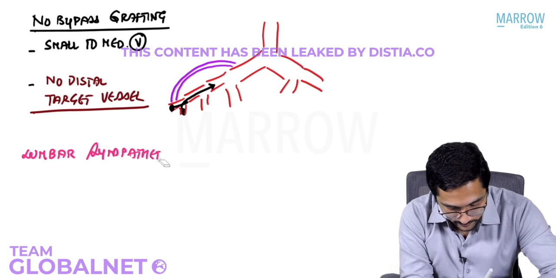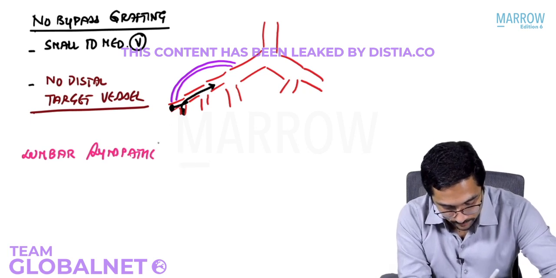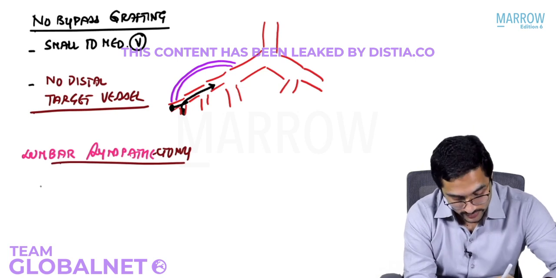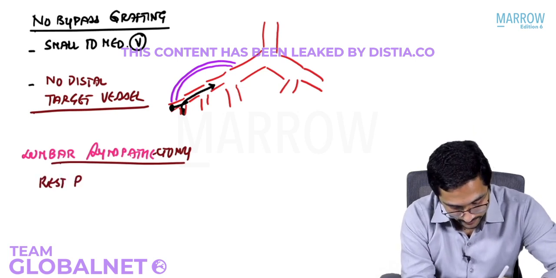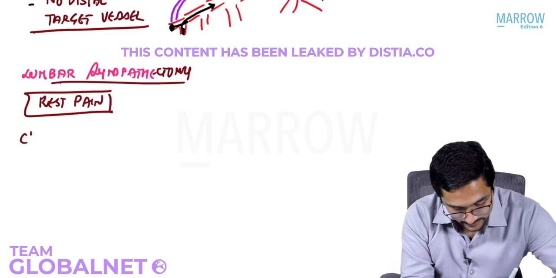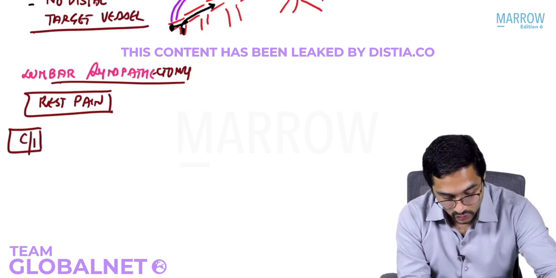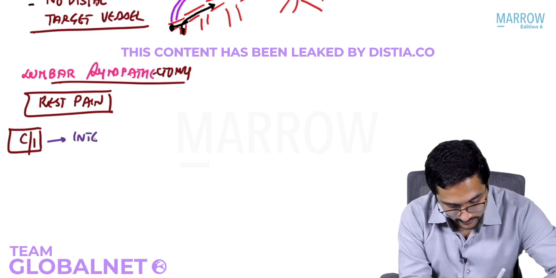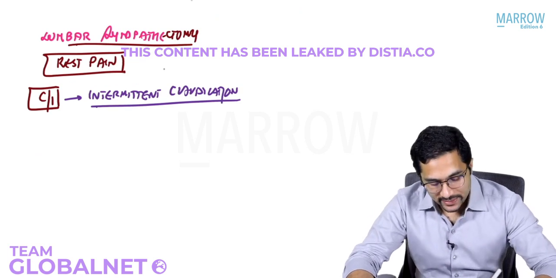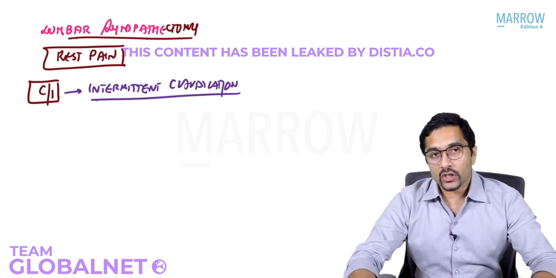Lumbar sympathectomy can be done to reduce the pain in these patients. Lumbar sympathectomy is only done when there is rest pain. It is contraindicated in intermittent claudication. So lumbar sympathectomy is only done when the patient has rest pain, and it is contraindicated in intermittent claudication.